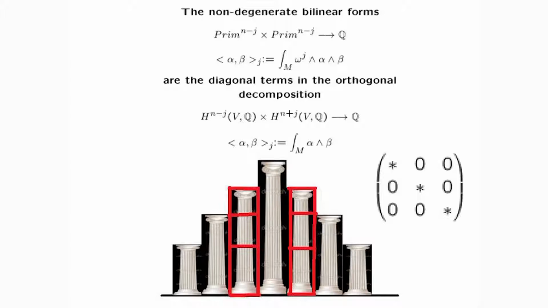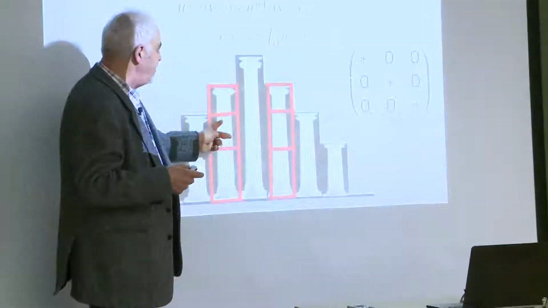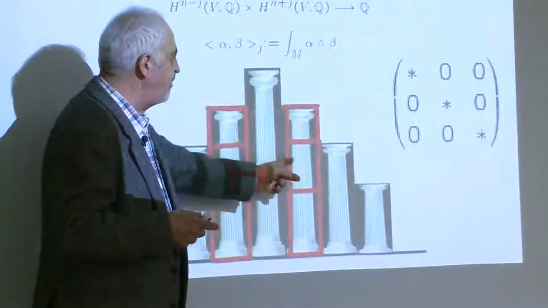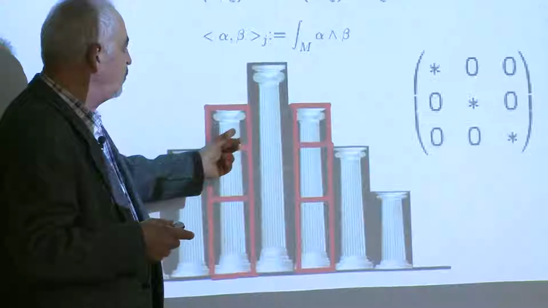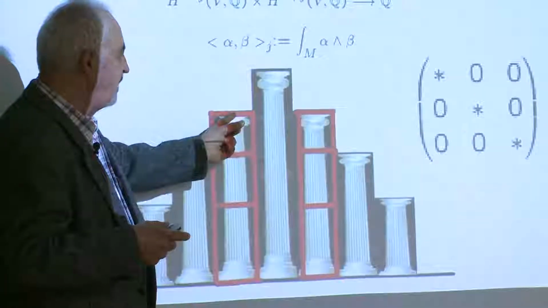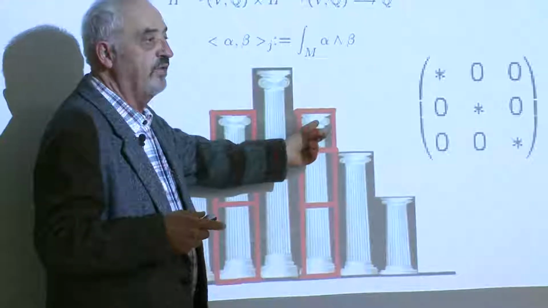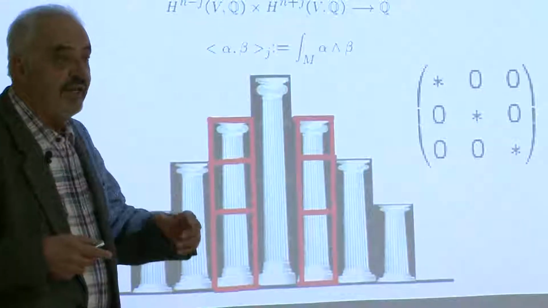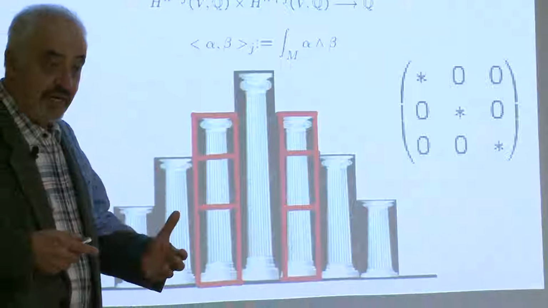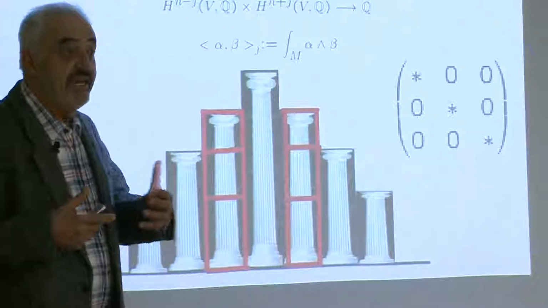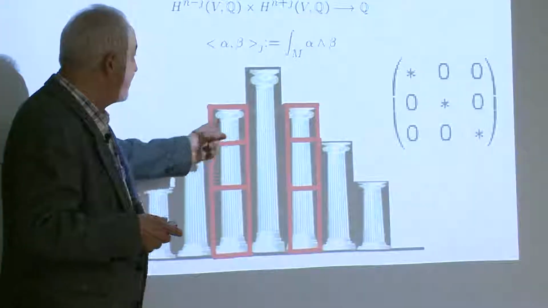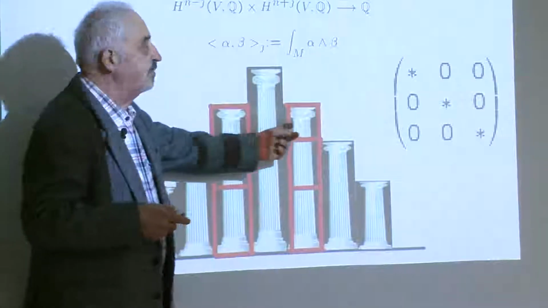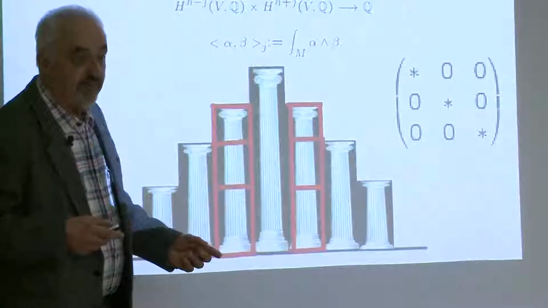Here I made an example. We have a variety of dimension n. This is n minus j, and this is n plus j. If I do the coproduct of something of dimension n minus j with something of dimension n plus j, I get something of dimension 2n, and then I can evaluate in the fundamental class, and so this gives me a bilinear form. But this is a bilinear form in two different vector spaces.